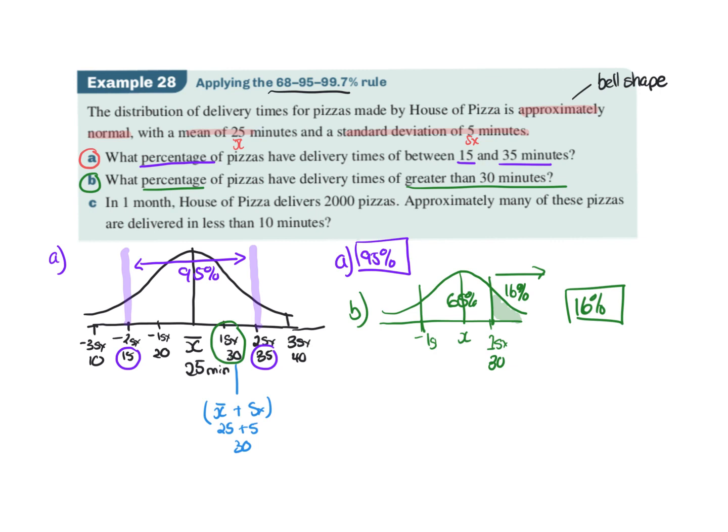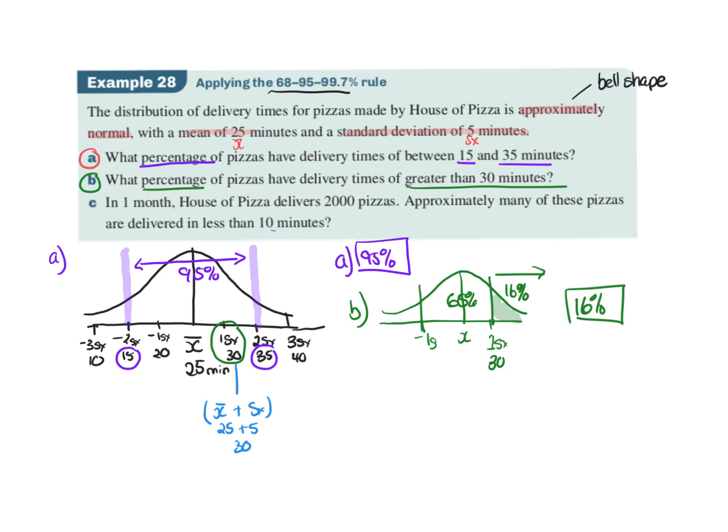Now, in 1 month, the House of Pizza delivers 2,000 pizzas. That's what they've surveyed, 2,000 cases. Approximately how many of these pizzas have a delivery time less than 10 minutes?